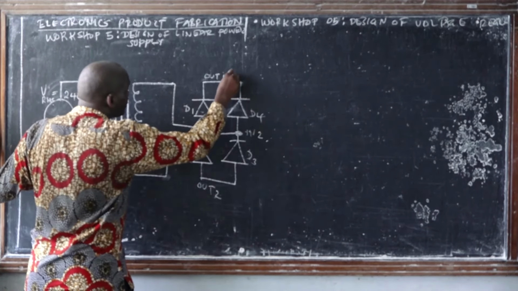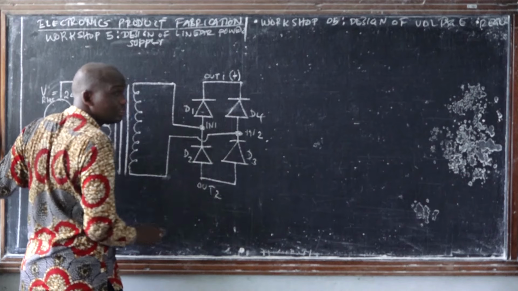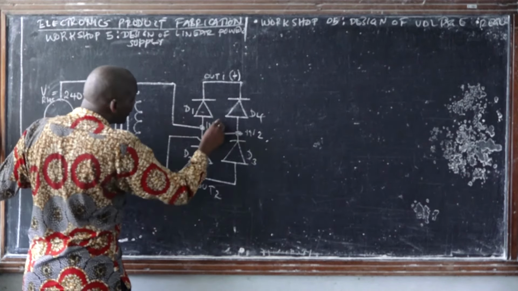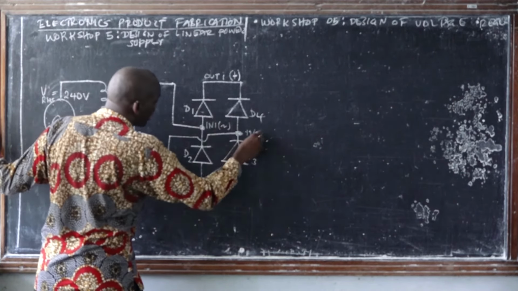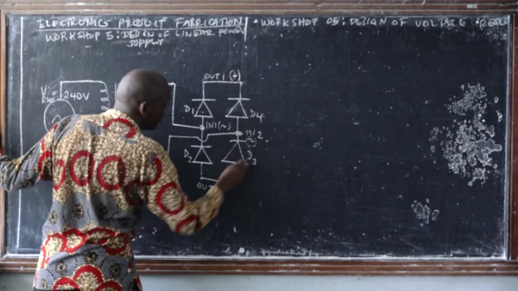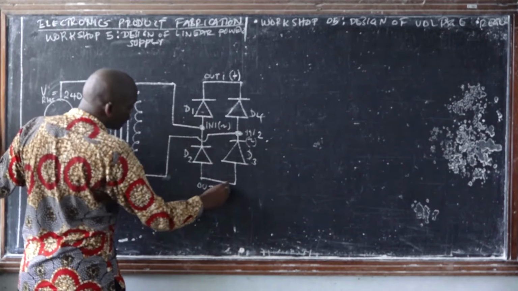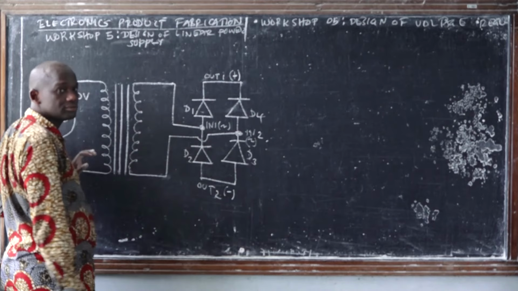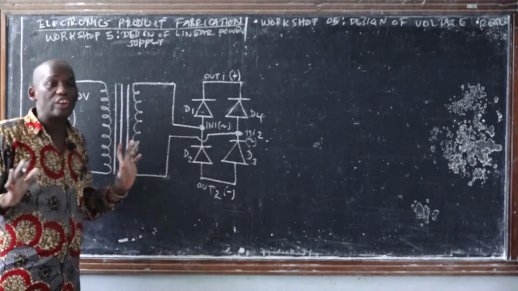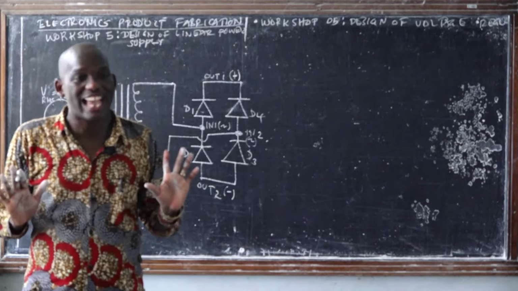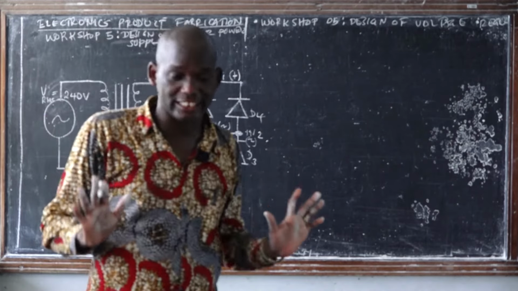Simply we say that we'll be using this one as the positive, and this one we may use as negative. So remember that we don't connect the transformer to the ground.